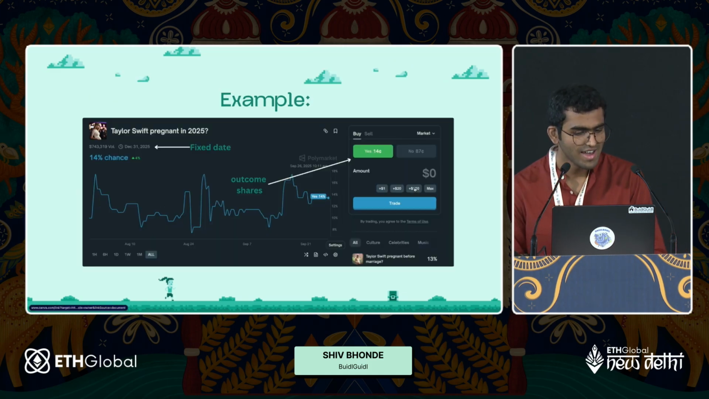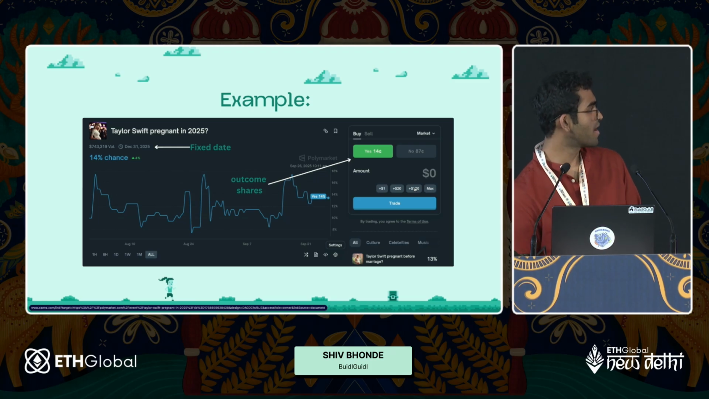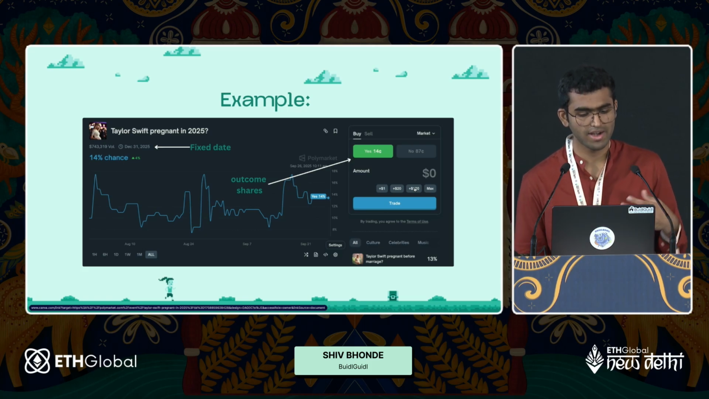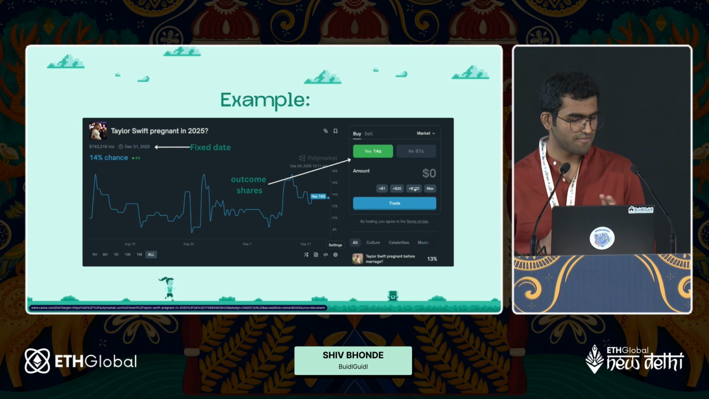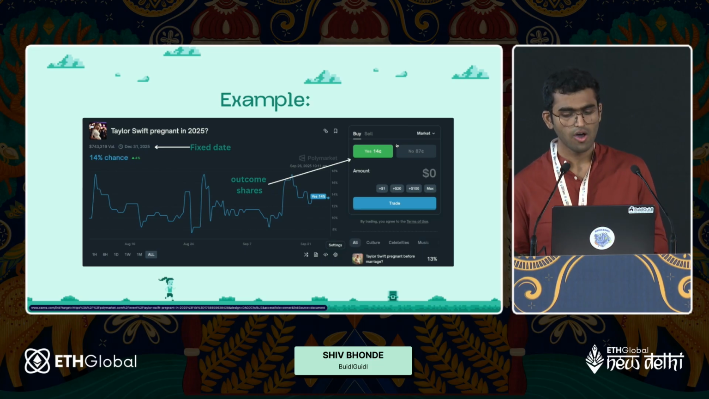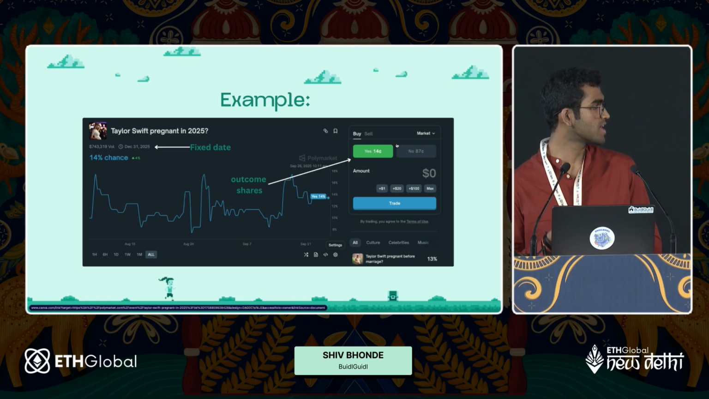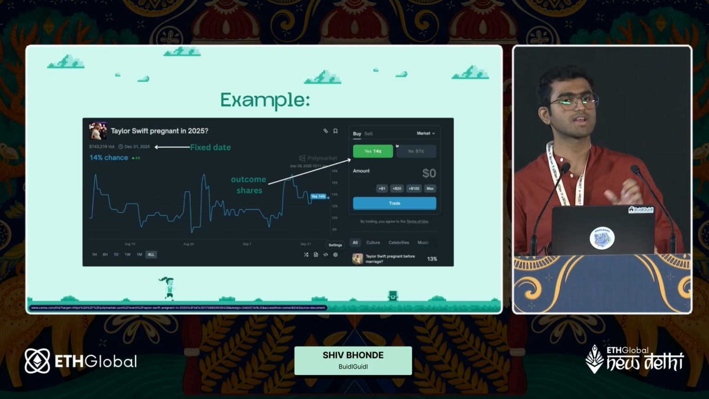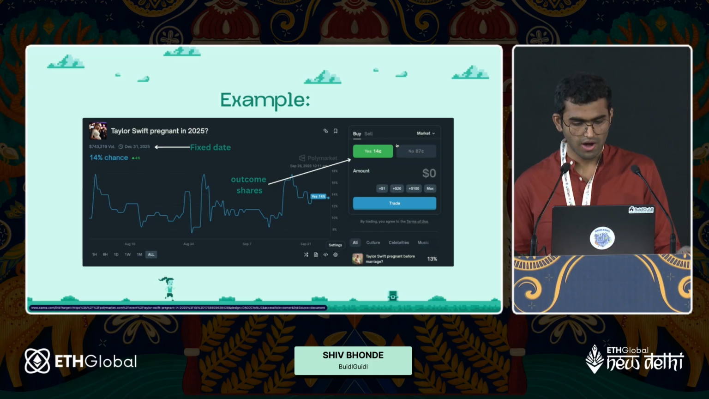For example, this is one of the prediction markets created on Polymarket. It says, will Taylor Swift be pregnant in 2025. It has a fixed date, and people can buy the shares of yes, or the shares of no. Since this is already live, people can start trading these shares, and the price increases or decreases, and the price represents the probability of the outcome.